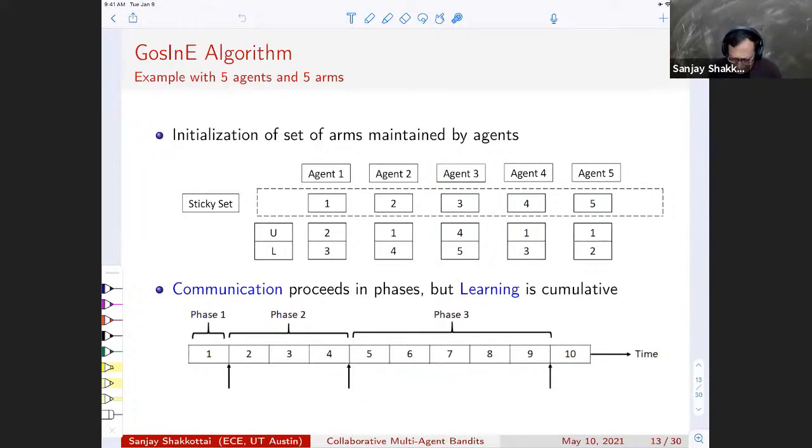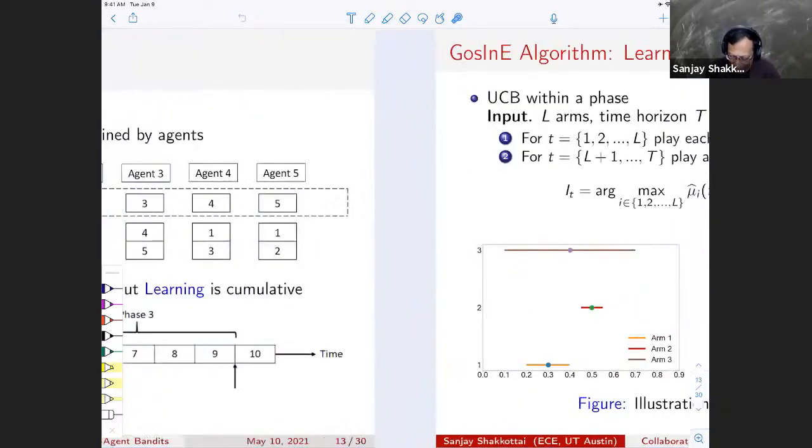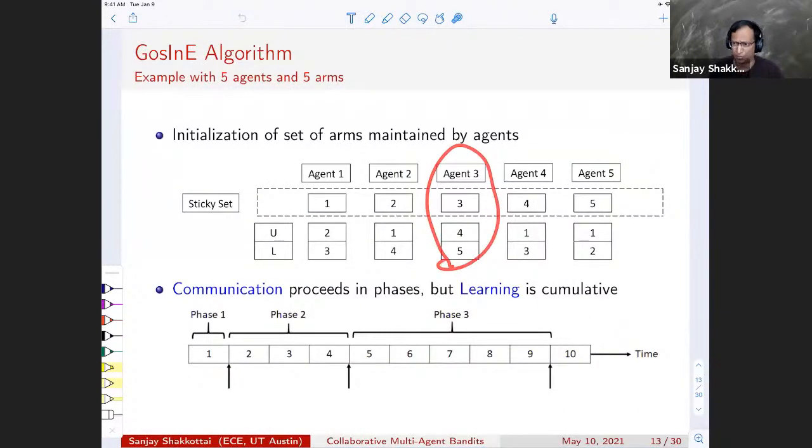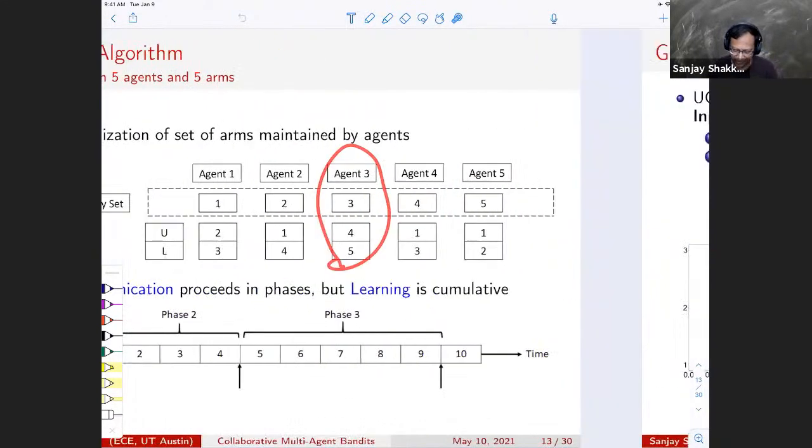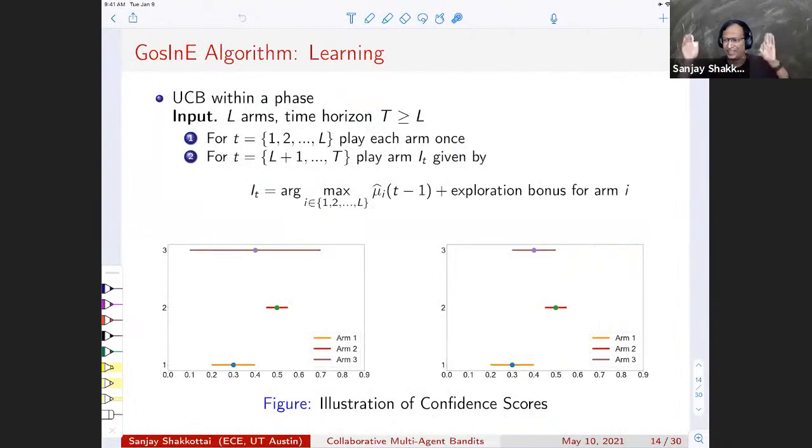So I want to just sidetrack a little bit to talk about how this exploration happens within each set. The algorithm that each agent is going to use for learning in its set is UCB, or the upper confidence bound algorithm.